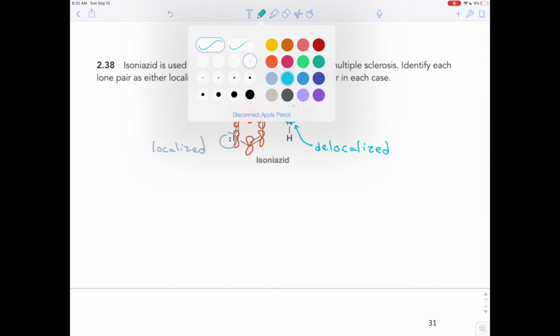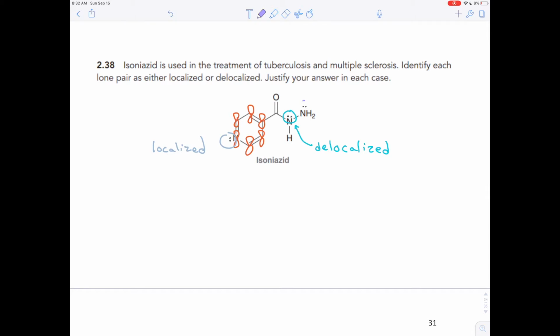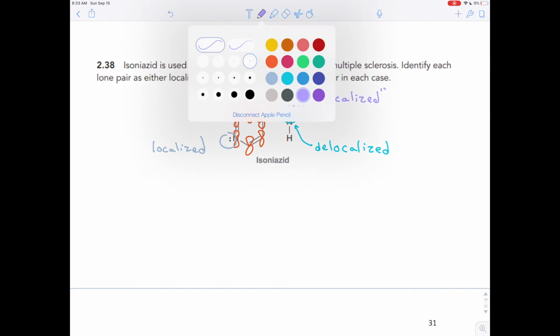Now, this third lone pair, for this specific structure, also is not involved in any resonance patterns, as drawn. It's not allylic to any pi bond, and also it's not next to a positive charge. So I would be okay with you saying that that was localized, because in the structure as drawn, it's not involved in any resonance structures.